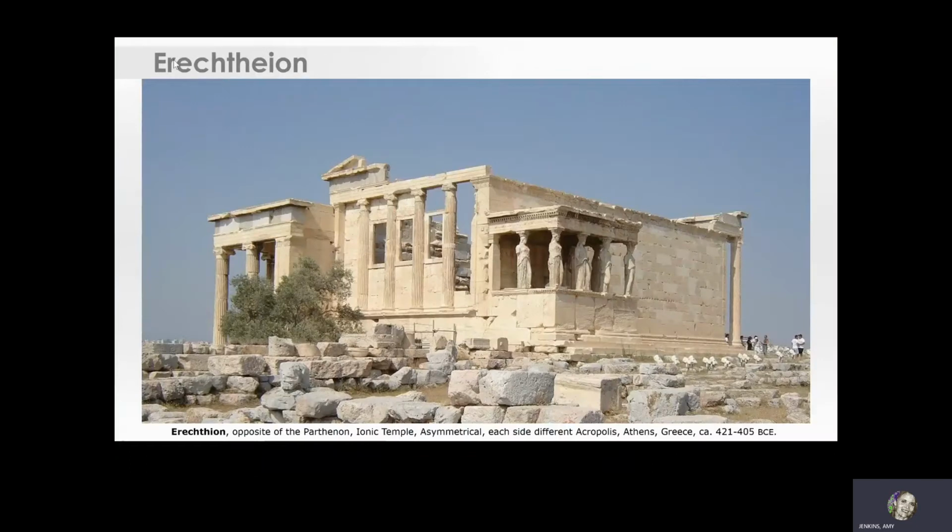The Erechtheion. The Erechtheion is opposite the Parthenon on the Acropolis. It is an Ionic temple. It's asymmetrical, and each side is different. It was created circa 421 to 405 BCE.